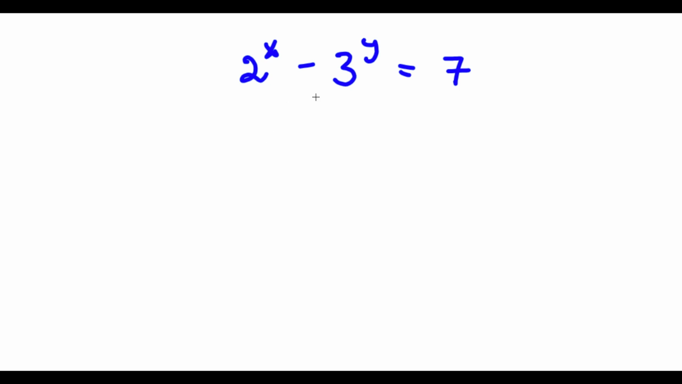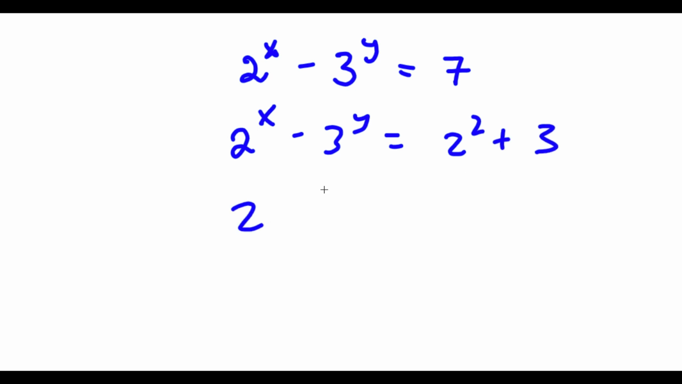Alright, so in this problem, I have 2 to the power of x minus 3 to the power of y equals 7. So I'm going to first rewrite this as 2 to the power of x minus 3 to the power of y is equal to 2 squared plus 3. Now I'm going to subtract 2 squared on both sides and add 3 to the power of y on both sides.